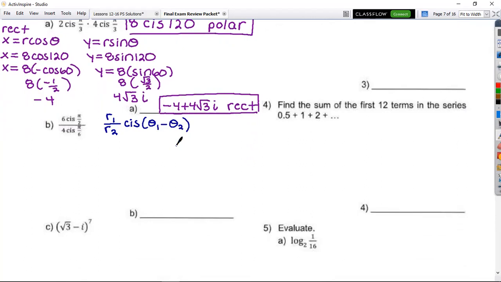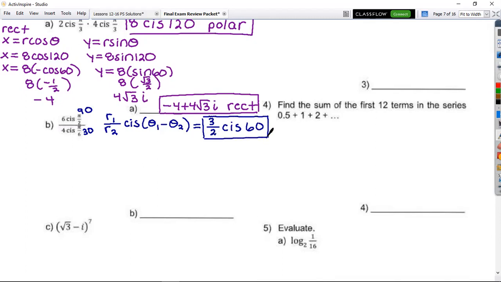Again, go ahead and convert these first. Pi over 2 is 90, and then pi over 6 is 30. So this in polar, this first answer, this one's fast. 6 over 4 reduces to 3 over 2. And then cos plus I sine. And 90 minus 30 is 60. All right, so there's your first answer. That's the fast part.